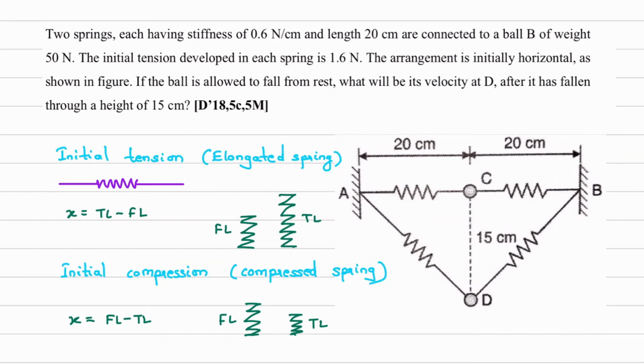Now again, this question has some type of variation. After solving this question, I'll tell you what is the variation of this question. I'll read the question. Two springs, each having stiffness of 0.6 Newton per centimeter. Now, please make a note of the units here. Everywhere centimeter is given. In diagram also length is given in centimeter and stiffness is also given in Newton per centimeter.